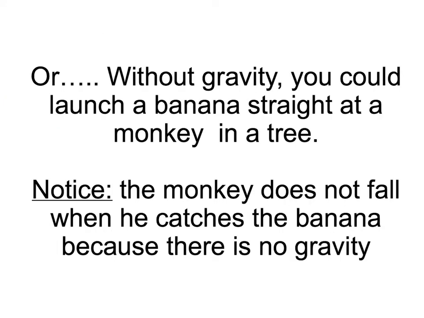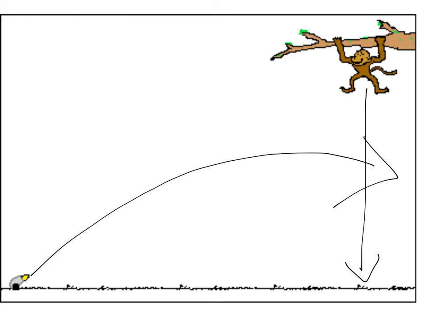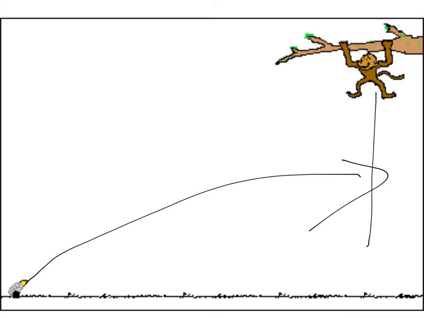Or you could say without gravity, you could launch a banana straight at a monkey in a tree. Notice the monkey does not fall when he catches the banana because there is no gravity. Normally this has a little animation that goes with it, where the monkey drops down and the banana goes across, and you can hit the monkey because you have to time it so the monkey and the banana hit at the same point. But with gravity, this doesn't work real well because the animation is not working on this recording. He would fall down and you're trying to get him to catch it. I'll talk more about this in class.